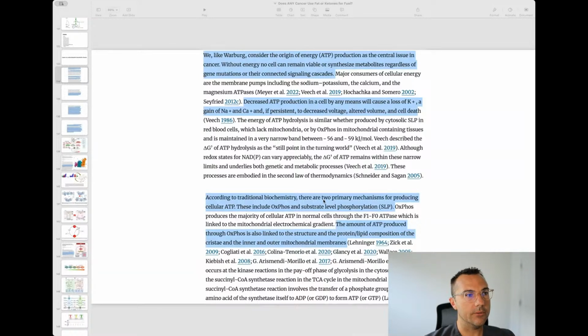According to traditional biochemistry, there are two primary mechanisms for producing cellular ATP. These include OXPHOS, or oxidative phosphorylation, energy that requires oxygen and goes through the functional electron transport chain in the mitochondria, and substrate level phosphorylation. The amount of ATP produced through OXPHOS is also linked to the structure and the membrane protein and lipid composition of the cristae and the inner and outer mitochondrial membranes.